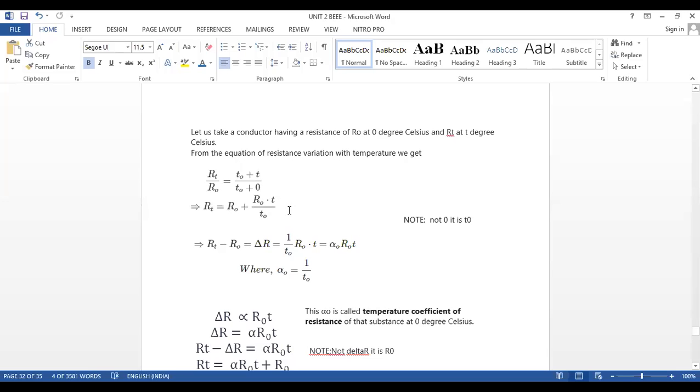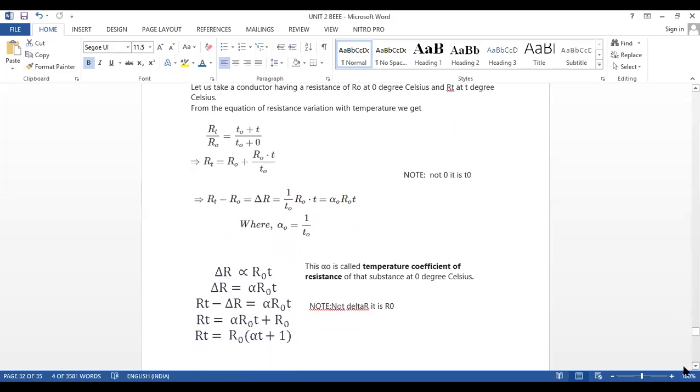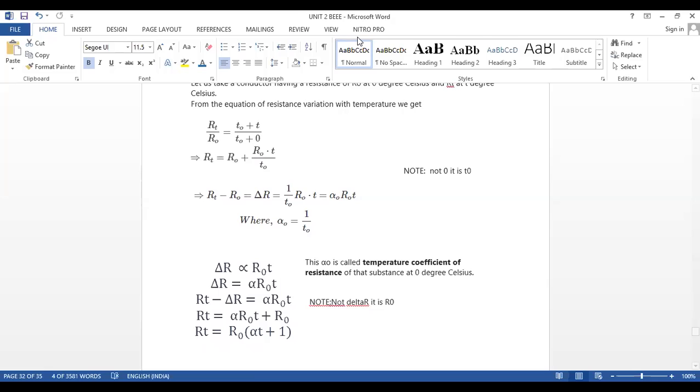All the students, okay, I'll do one thing. I will just modify this expression. Just a minute. A small change is there in the derivation. We'll do it.